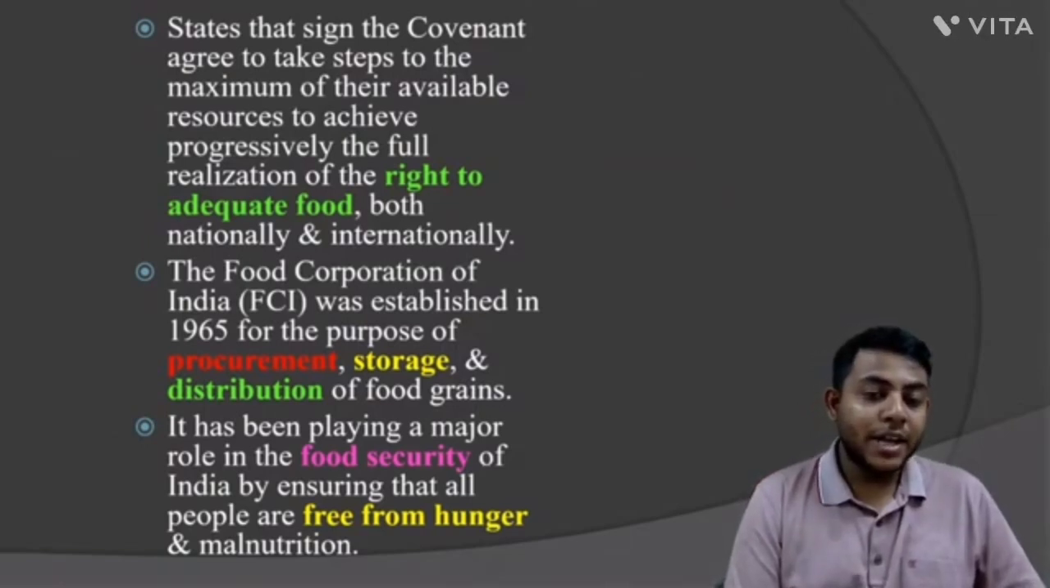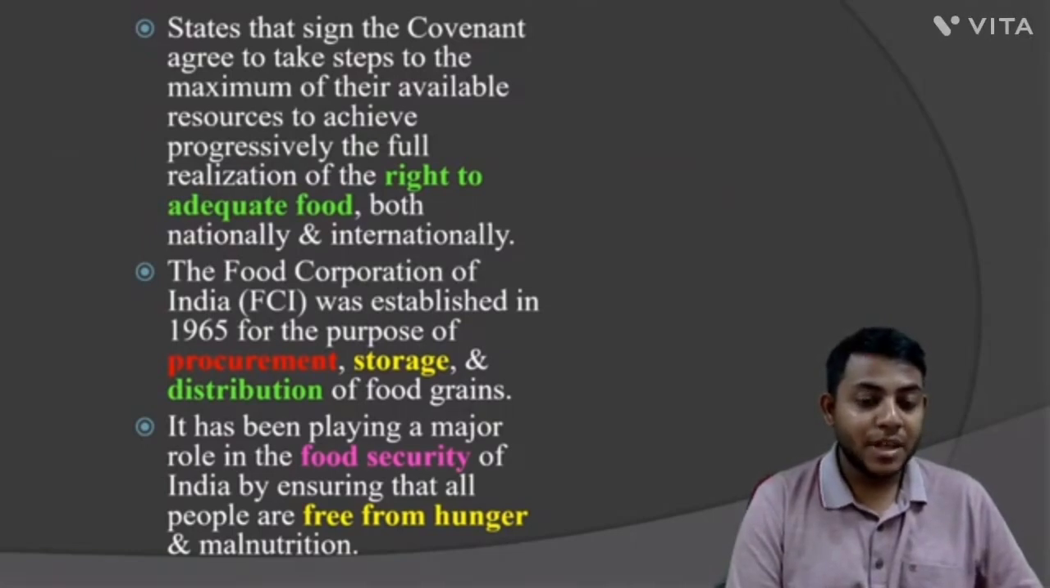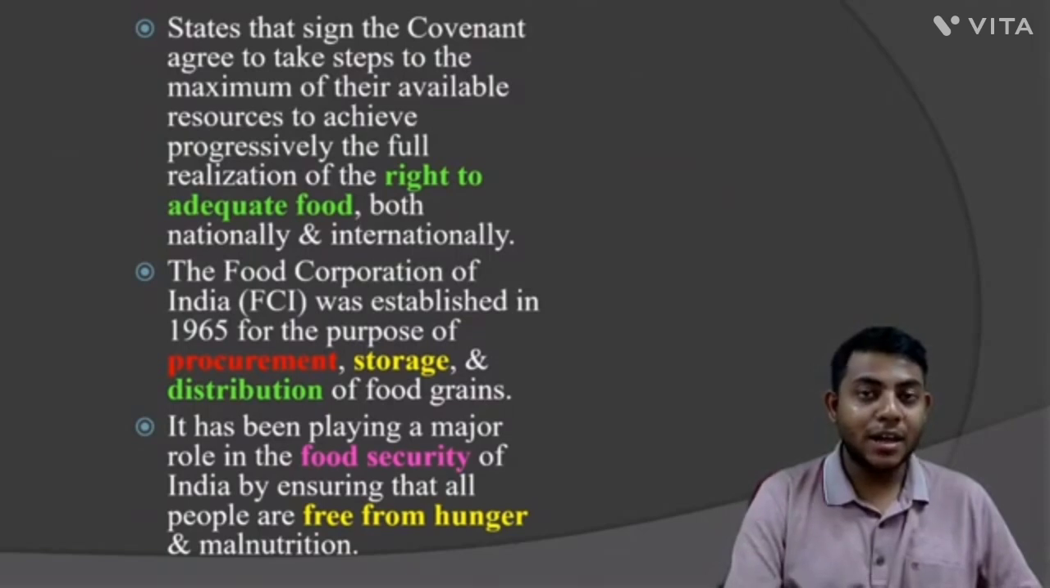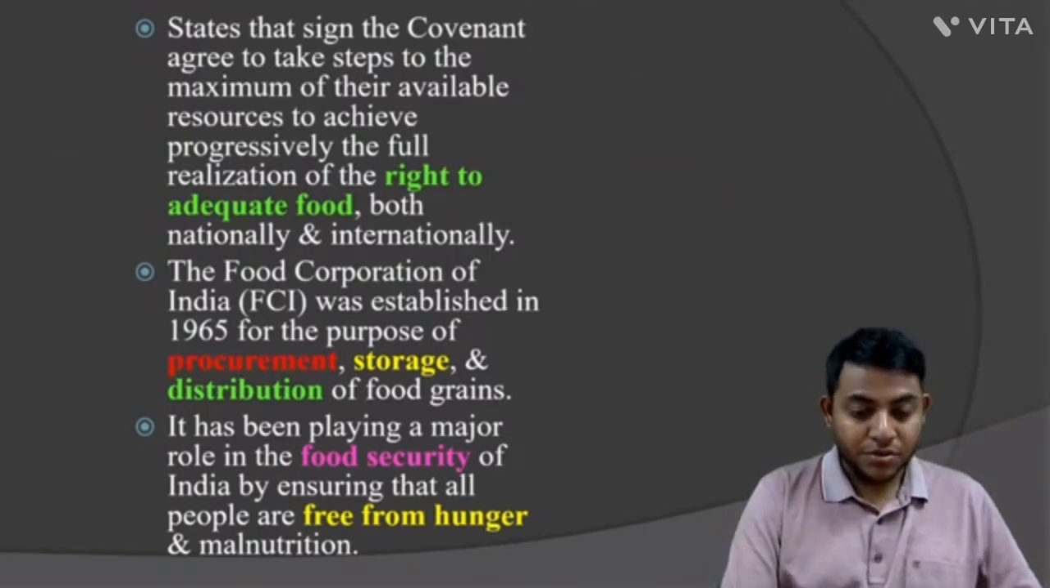So the Food Corporation of India, which was established in 1965 for the purpose of procurement, storage and distribution of food grains, has been playing a major role in the food security of India by ensuring that all the people of India are free from hunger and malnutrition.